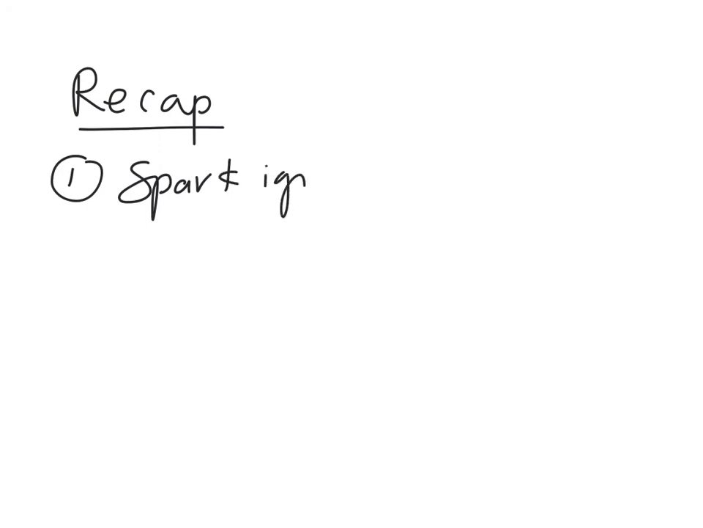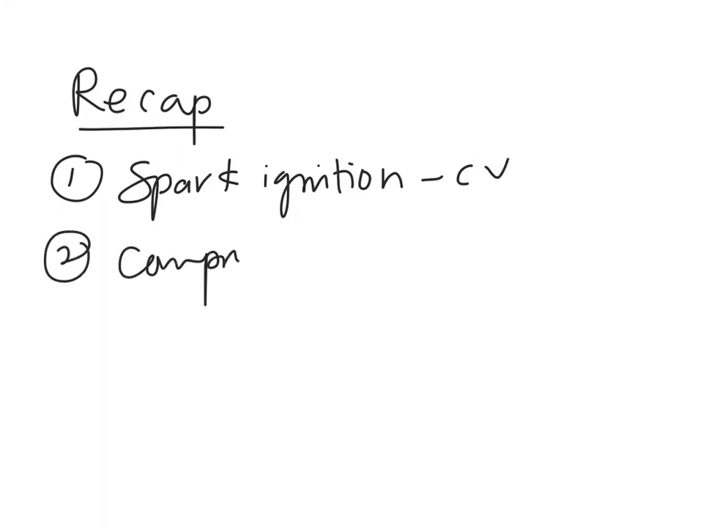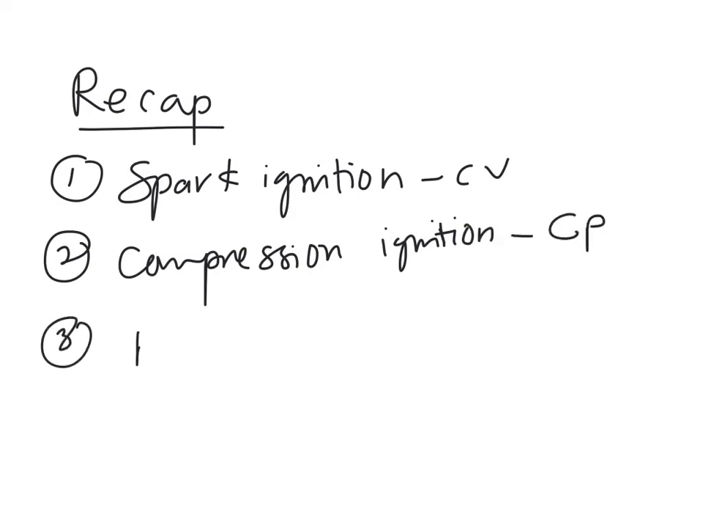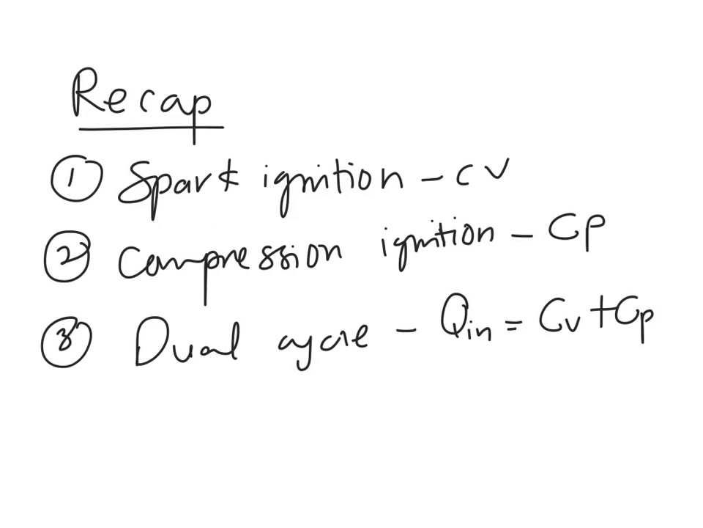So let's recap what we have learned. Number one, we have your spark ignition engine, and it works under constant volume. Number two, we have compression ignition, where the heat addition works under constant pressure. And finally, you have a dual cycle, where your Q in is the addition of your constant volume and your constant pressure.